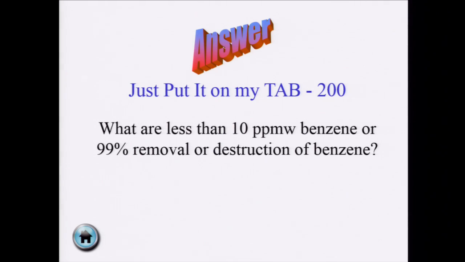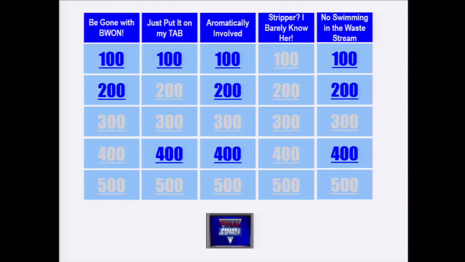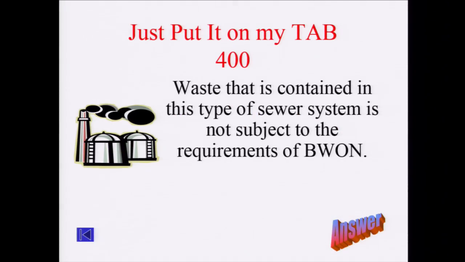So if you were a stripper, so less than 10 ppm benzene or 99% removal. I did it first. Uh-oh. Oh, man. Let's do, put it on my tab for 400. Waste that is contained in this type of sewer system is not subject to the requirements of B1.